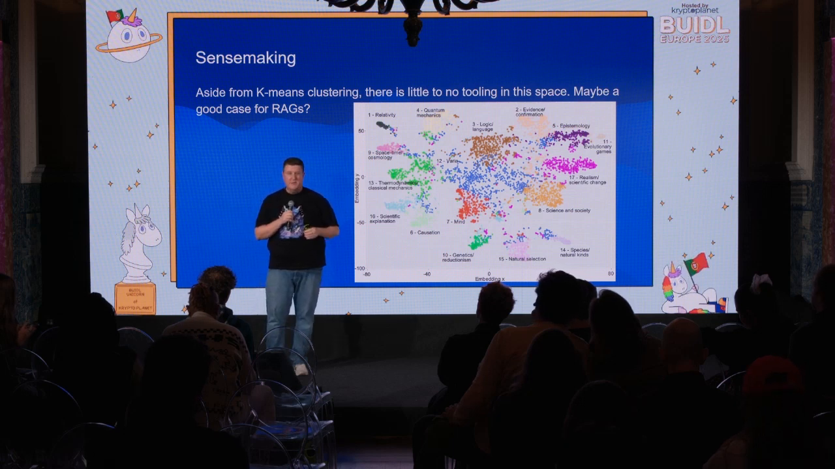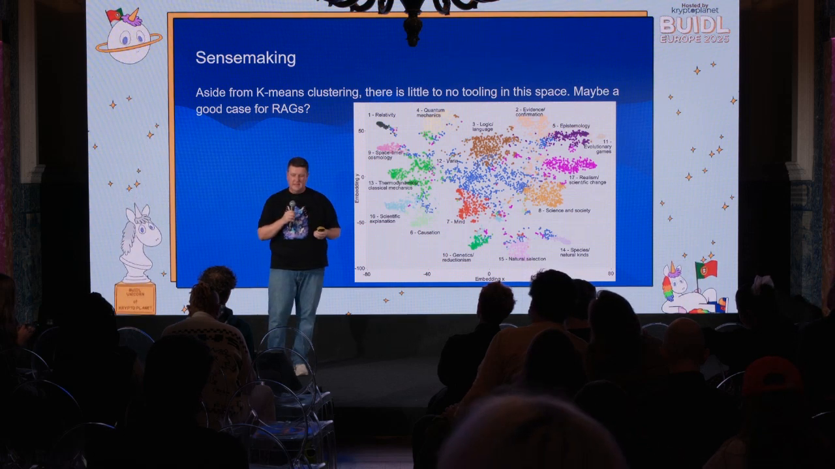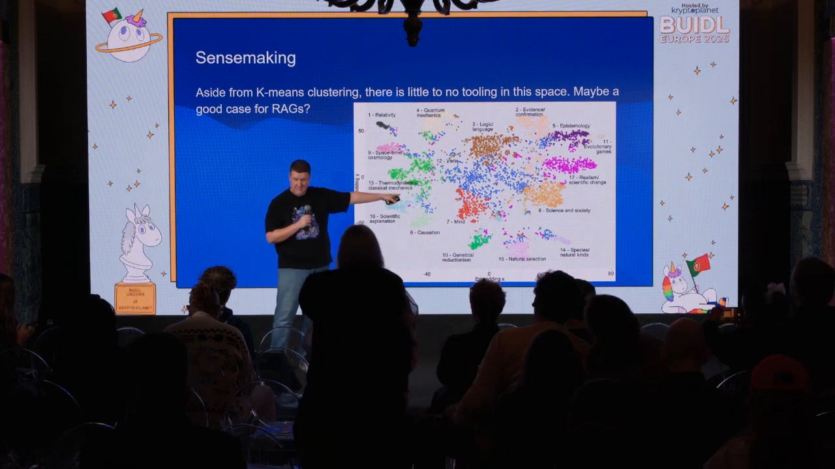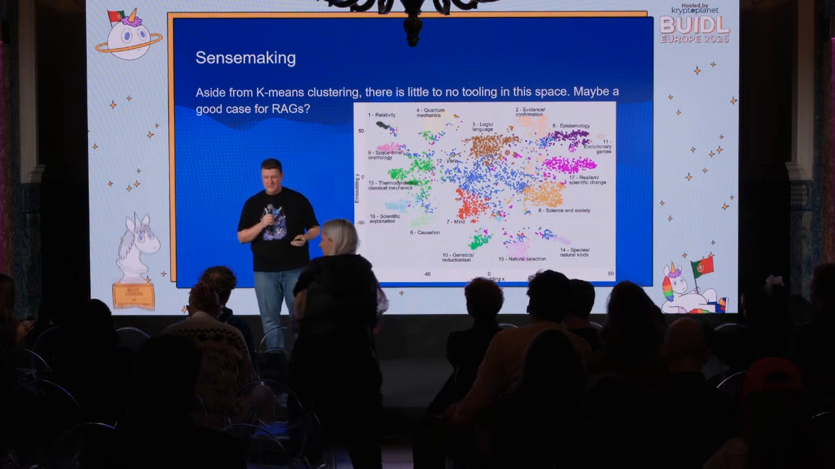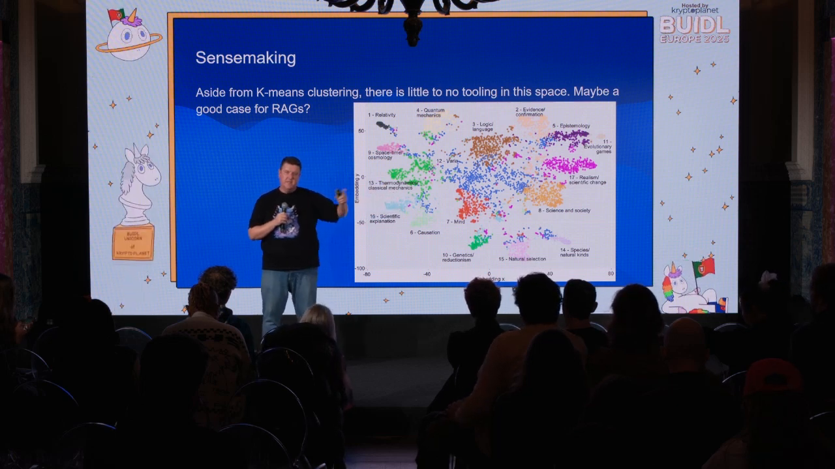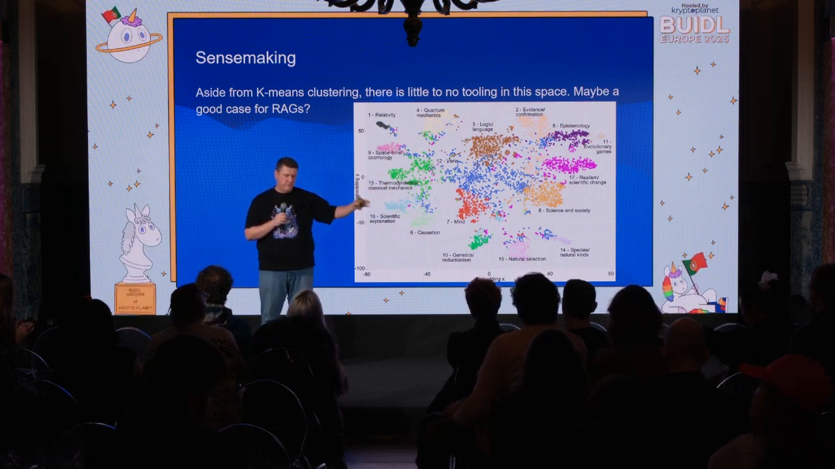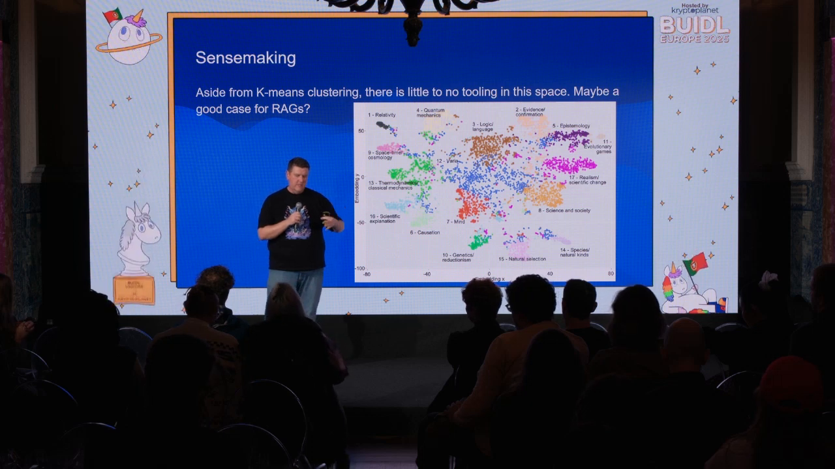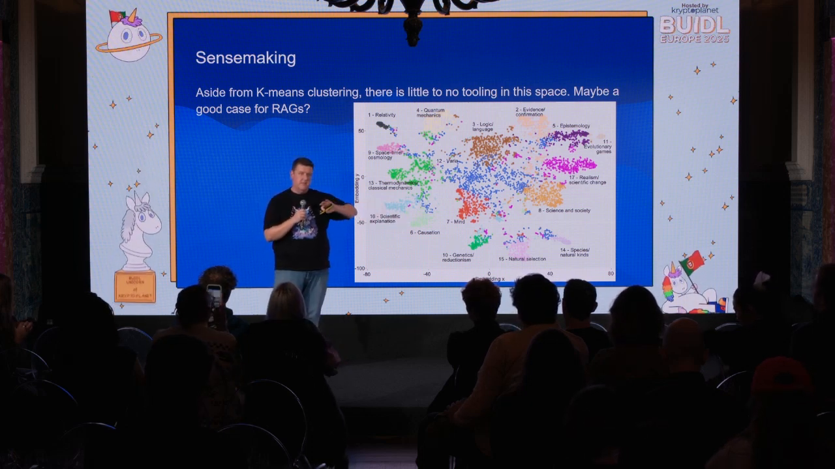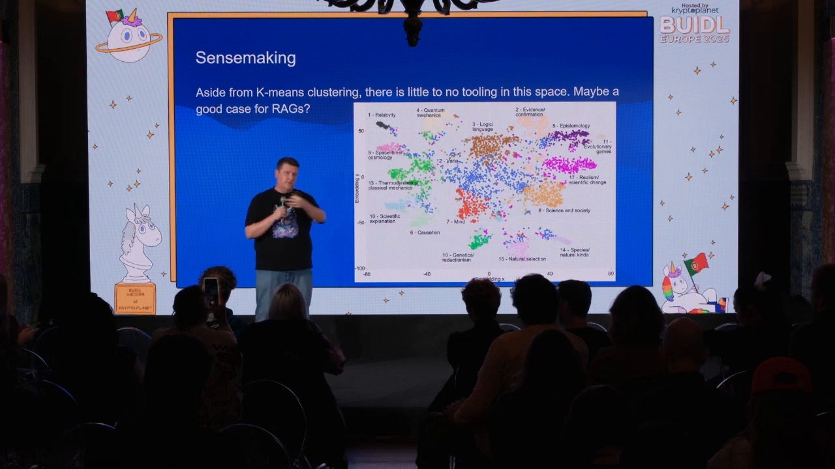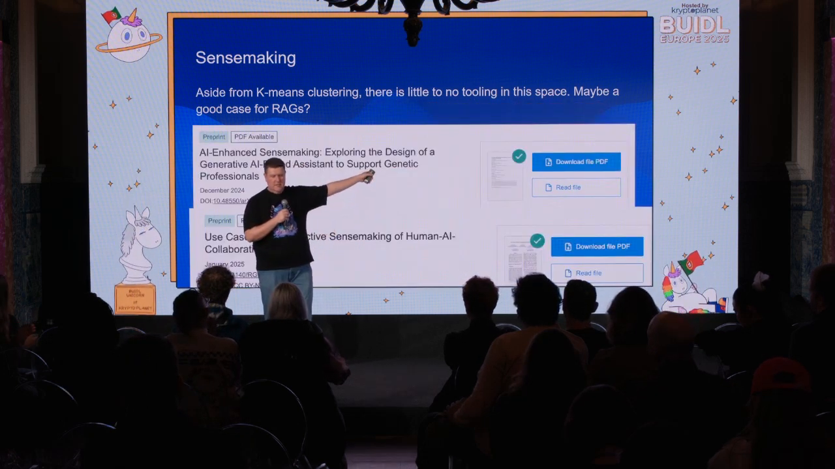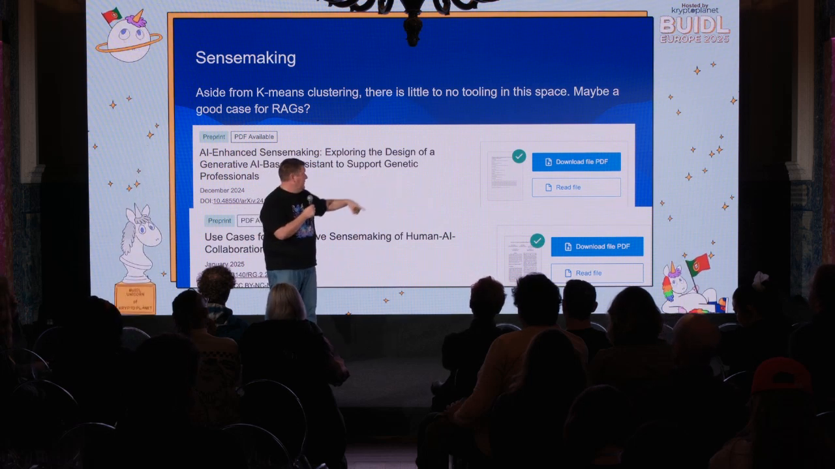So, in terms of sense making, what do we got from the AI world? Actually, not much. So other than k-means clustering, there's actually little to no tooling in this space. I think it's maybe a good case for RAGs. If you don't know what RAGs are, those are generative AIs that generate things, but they're based on retrieval. So they have to go out and get some kind of information to help inform the thing they're going to generate.